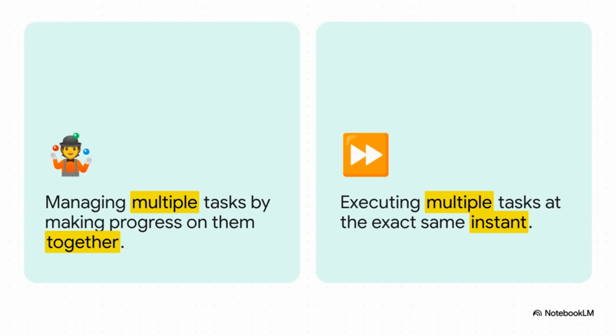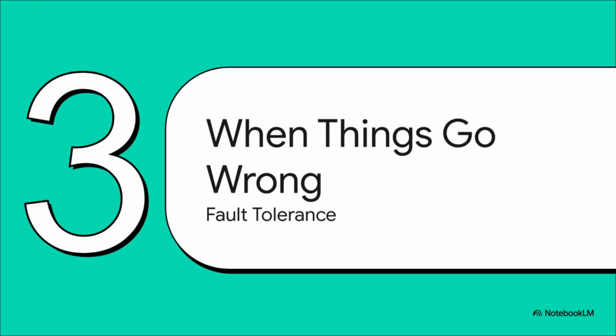So the crucial point to remember is this. Concurrency is about structure. It's about dealing with many things at once. Parallelism is about execution. It's about doing many things at once. You can be concurrent without being parallel, like our single barista, but you can't really be parallel without the ability to be concurrent.